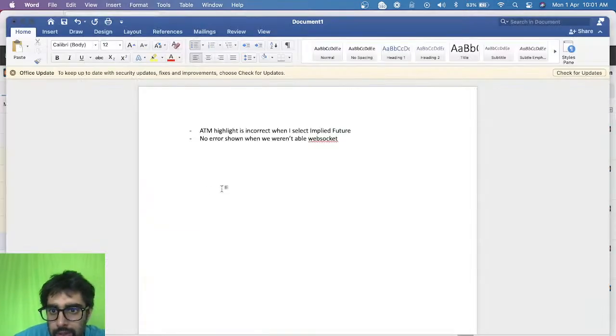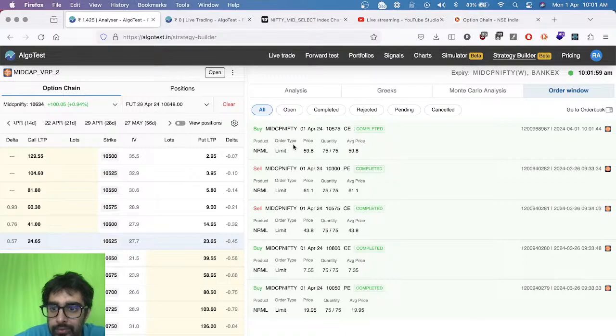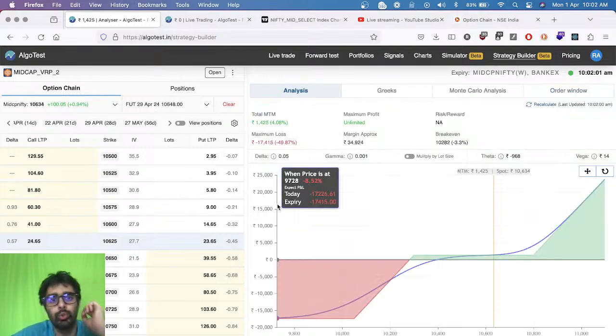We should get an alert here when we weren't able to connect to the WebSocket. That's something we should have shown. And now, so we've essentially closed out this position.